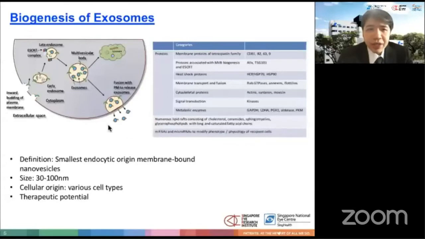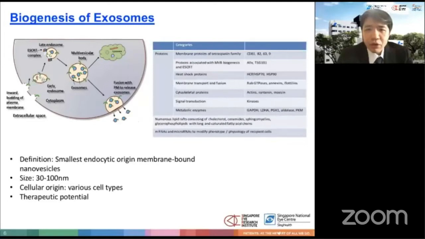Exosomes originate in the endocytic cycle, and early endosomes experience inward budding and form intraluminal vesicles where they develop into late endosomes or multivesicular bodies, which may either fuse with lysosomes for degradation of content or fuse with the plasma membrane to be discharged to the extracellular environment. And these extracellular vesicles are the exosomes.